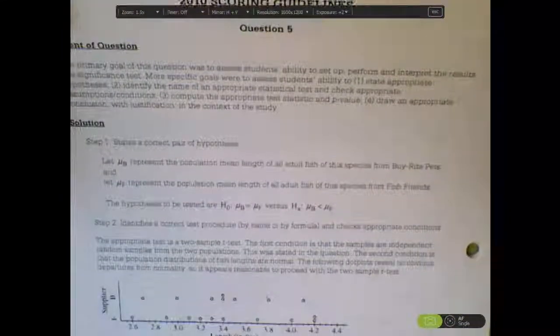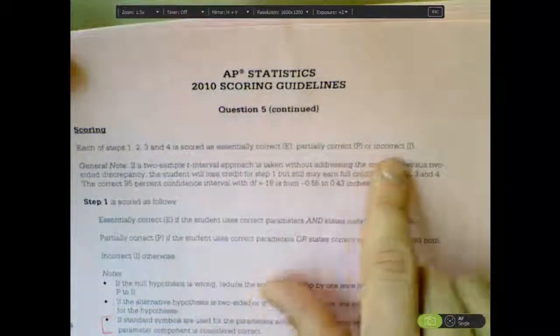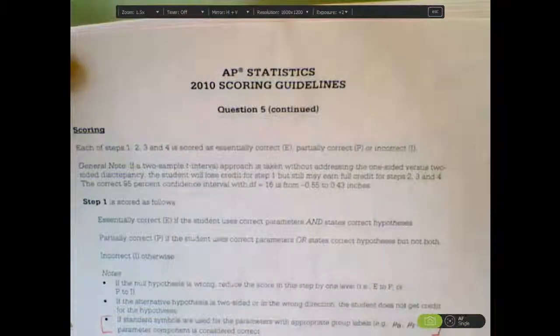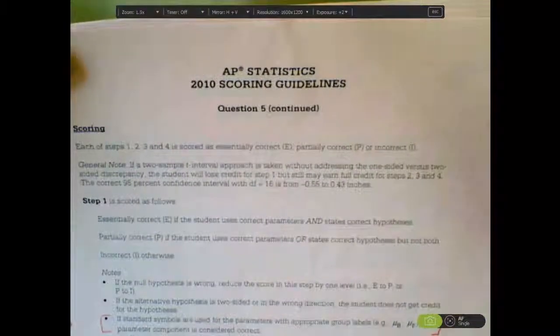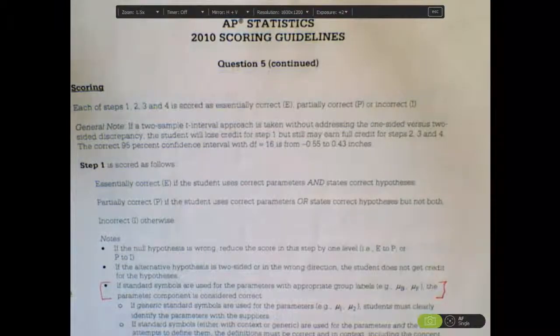All right, so taking a look at the rubric. Let's see if they went E or E and I or just EPI. Okay, grading. Each of the 4 steps is E, P, or I. So again, generous, that's not the norm. Usually it's just E or I. Okay, so step 1 is going to follow along with step 1 of your test. That's going to be your hypotheses.